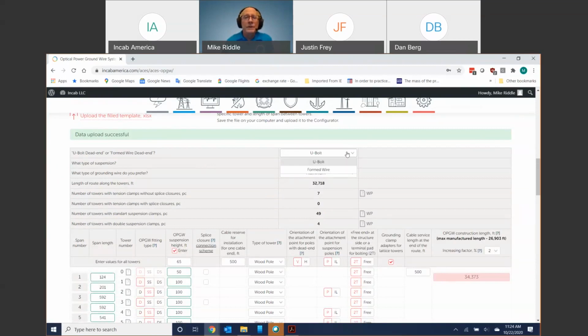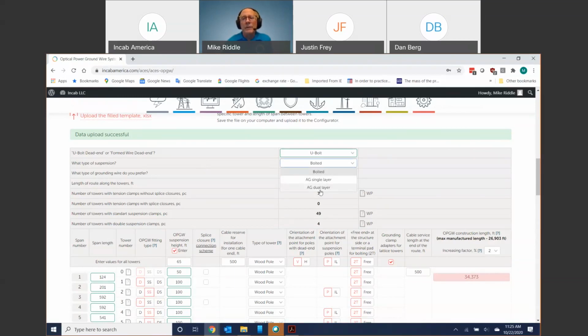So the first is you begin with what type of dead end do you want? Right now we offer U-bolt and formed wire. We will be adding a bolted type dead end option real darn soon. For suspension, you've got three choices. You can use a bolted suspension, an AGS type suspension single layer, or an AGS type suspension dual layer.